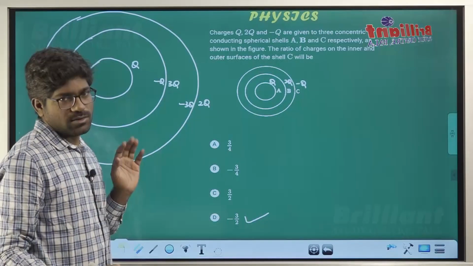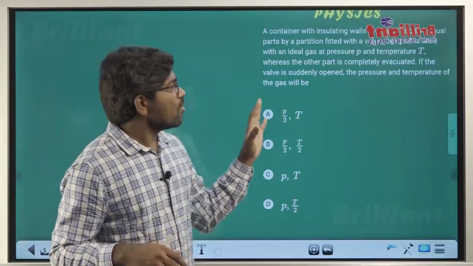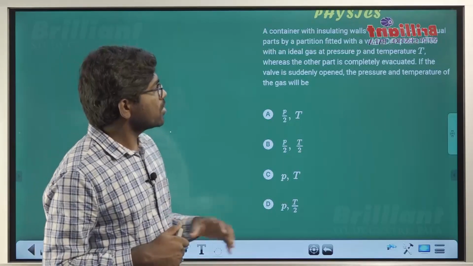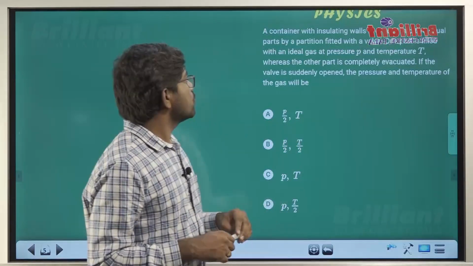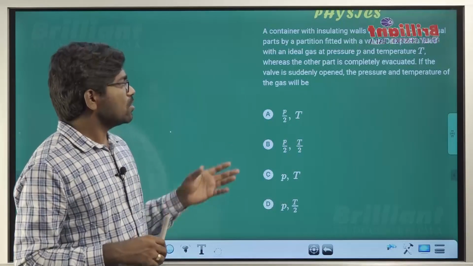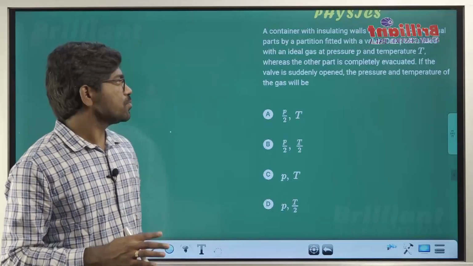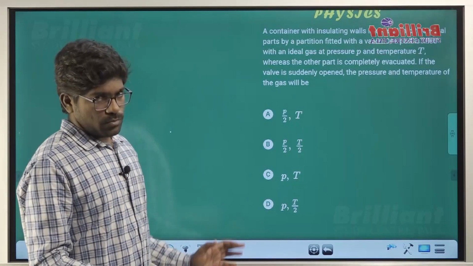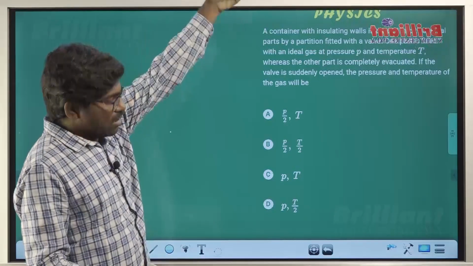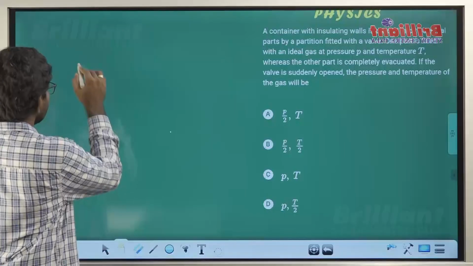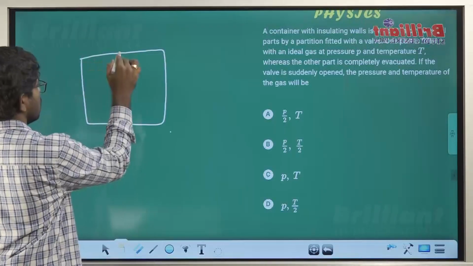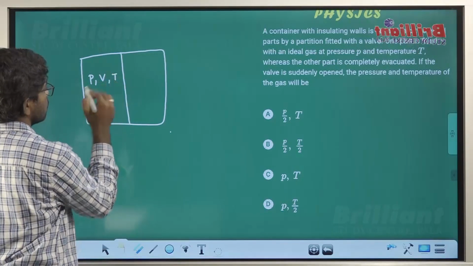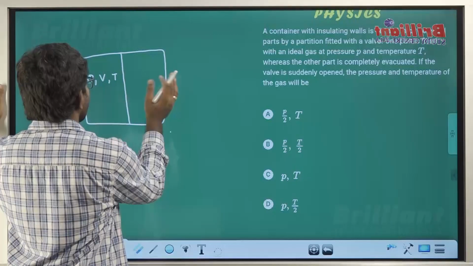Right? That's it. A container with insulating walls is divided into two equal parts by a partition fitted with a valve. One part is filled with an ideal gas at temperature T and pressure P, and the other is evacuated completely. Then if the valve is suddenly opened, the pressure and temperature of the gas will be? You can see basically here the other portion is evacuated. You have two portions. Here pressure P, volume V, temperature T. It's completely evacuated.